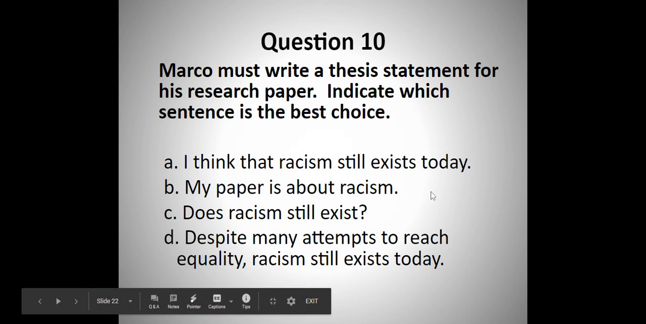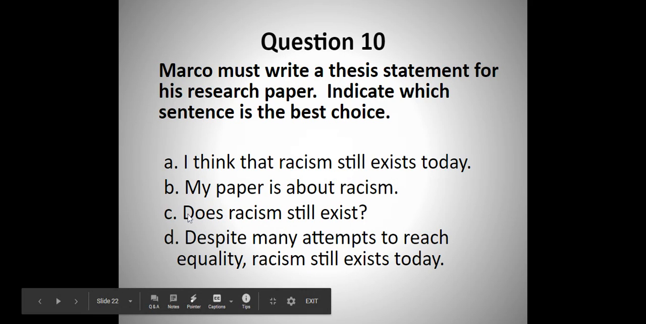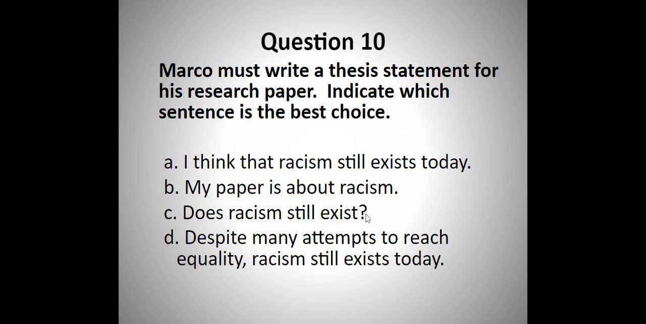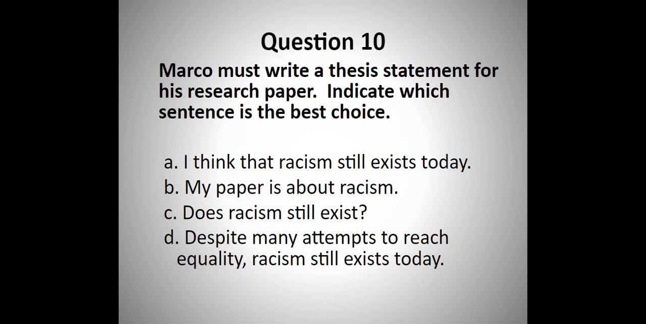And then the last question asks you about a thesis statement. Your thesis statement should be what your paper is all about. And so you need to find one that doesn't say things like, I think racism still exists today. That's not a strong statement. Or something like, my paper is about racism. Or even, you don't want to start with a question. But what you want to do is say something very pointed and specific, like, despite many attempts to reach equality, racism still exists today.